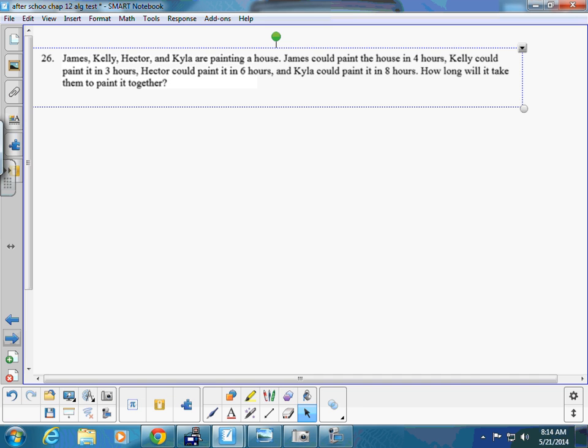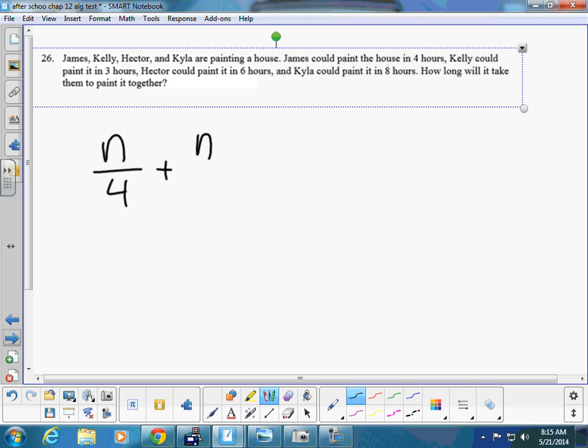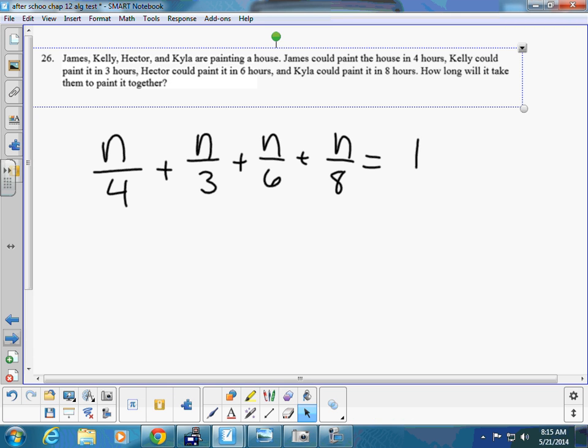On to this one here, and this one is most likely going to be on the test, because I want you to be able to do this one. Let's see if I can do it. So we're going to use that formula. We're going to put the n over the hours worked for James plus n over Kelly's hours that they can complete it, plus Hector's hours, which are 6, plus n over Kayla, which is 8, and that equals 1. And of course, this is a work problem, so let's say n equals the worked hours.